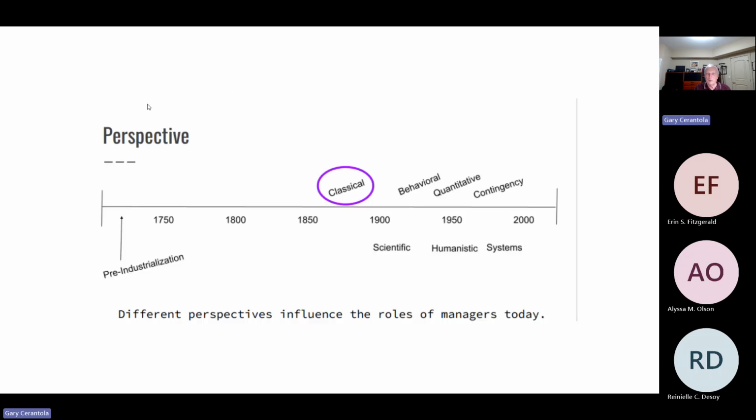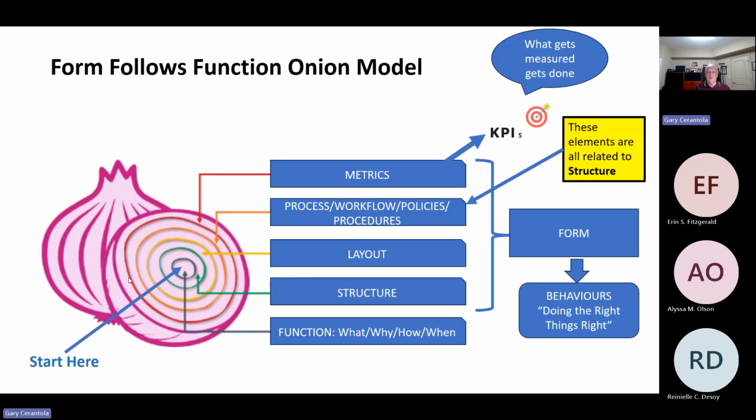And now from a perspective point of view, we're into the classical management area where we're going to learn a little more and see what comes into play, especially where, from the scientific piece, we're starting to talk about measuring productivity and those kind of things. But, okay, I talked to you about form follows function. So here's where you start on the onion model. What do you need to do and why?